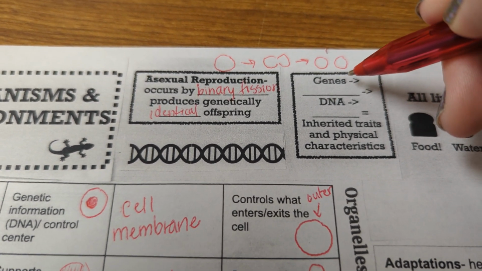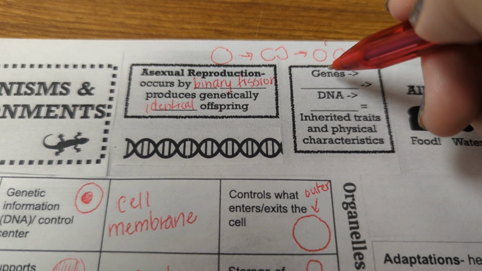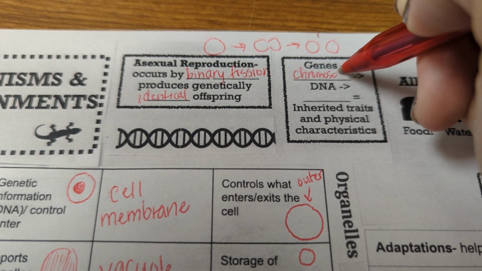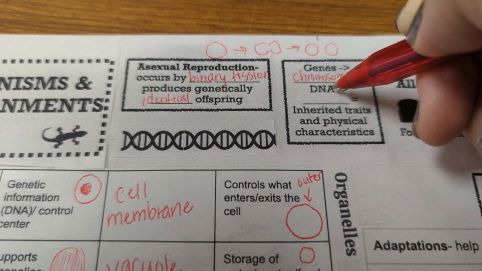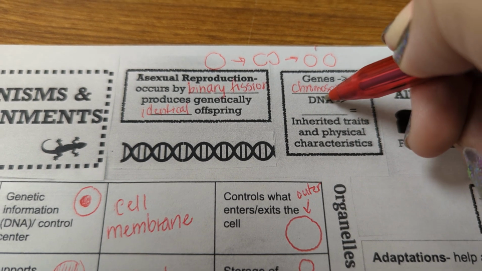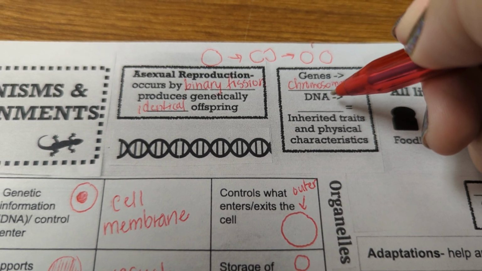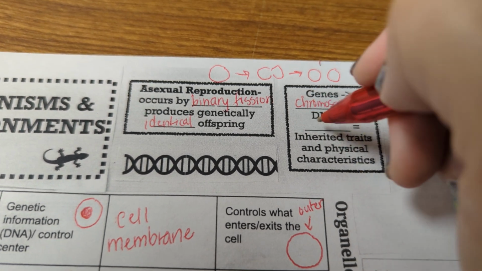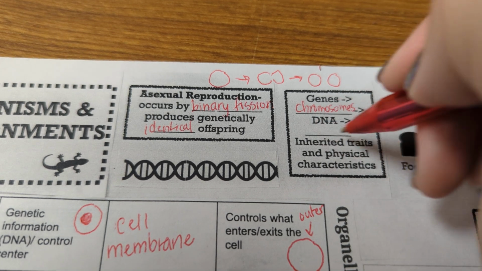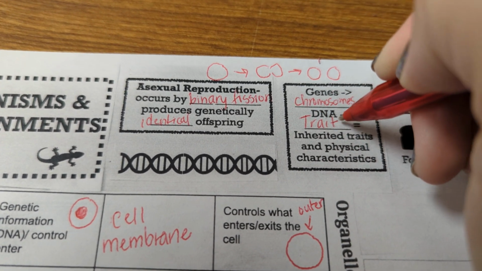So genes are found on chromosomes, which are a condensed form of DNA. And DNA is going to cause your traits. I don't know what is supposed to go in this block because it already says traits here, so traits.